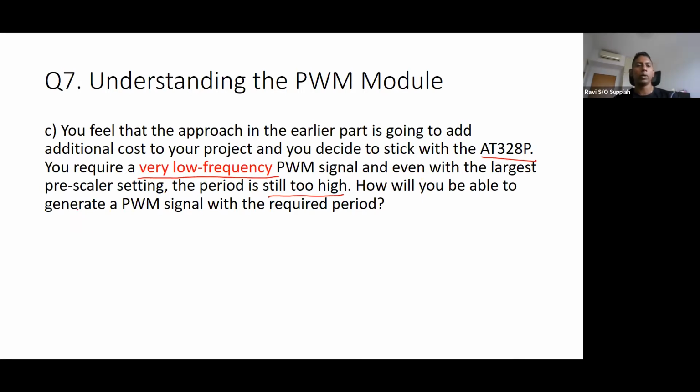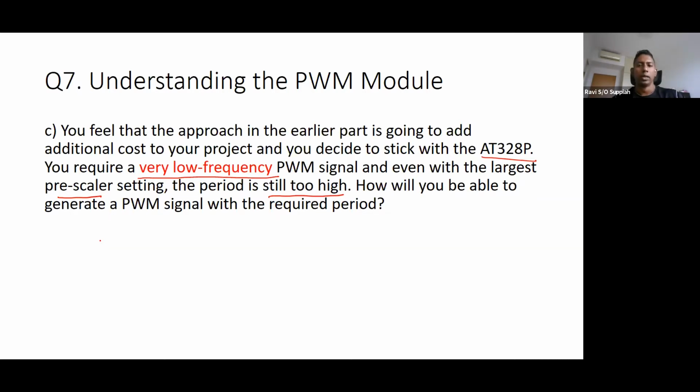When your prescaler is right, it is to basically divide down your clock frequency, correct? So from 16 megahertz, you can divide by 2, by 4, by 8, and so on. So if you want the period to be longer, even with the prescaler setting, it is still not able to achieve the actual frequency that you want, a very low frequency. Now what can you do?